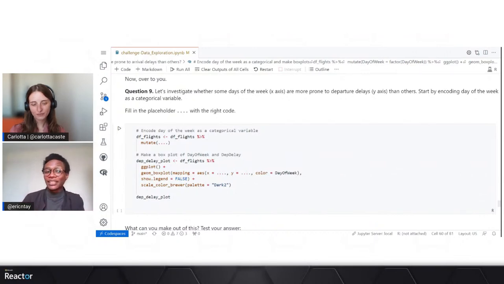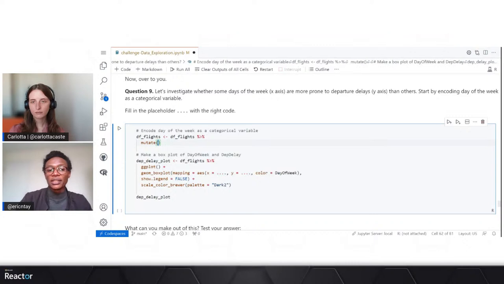Let's again, as you said earlier, the day of the week is encoded as a numeric variable, but we want it to be a categorical variable. We do that by modifying that particular column using a mutate verb. So we want to modify day of week into a categorical variable using the function factor. So factor day of week. That should be correct. Yes.